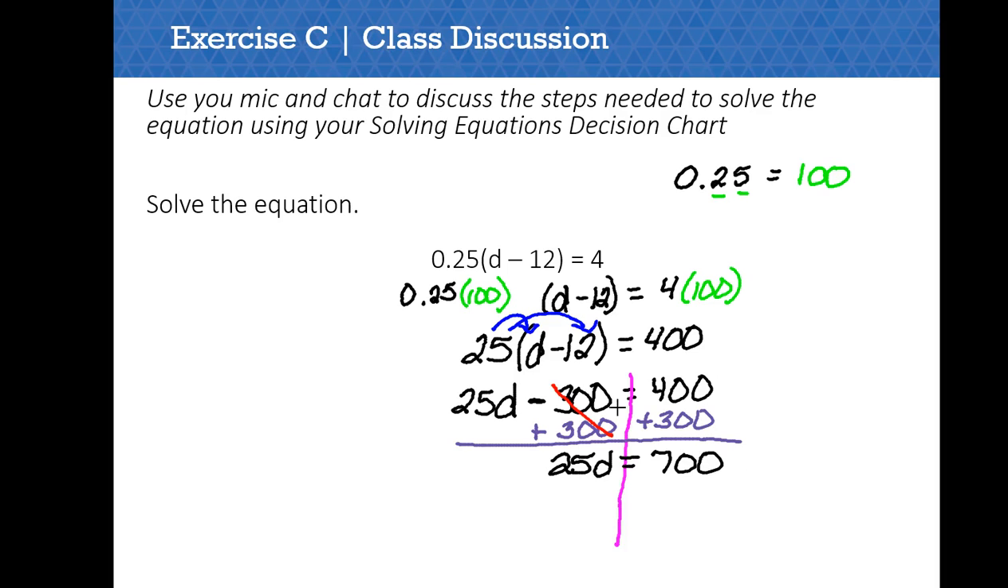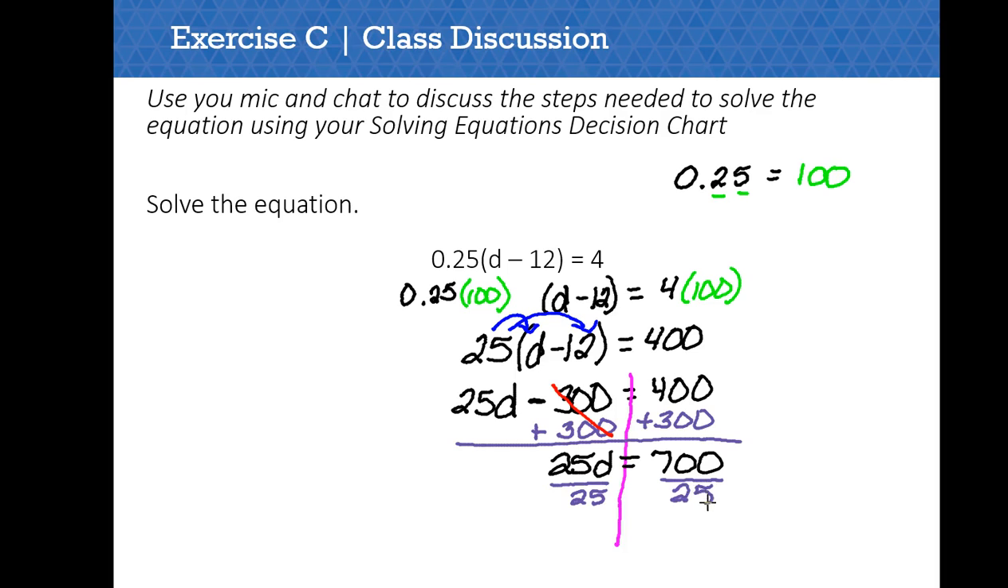Now, is there a coefficient with the variable? Remember, coefficient is a number attached to it. So yes, there is. There's 25 is attached to my d by multiplication. So I'm going to divide to solve for the variable. So I'm going to divide both sides, because division property of equality tells me what I do on one side I must do on the other. So I divide by 25.